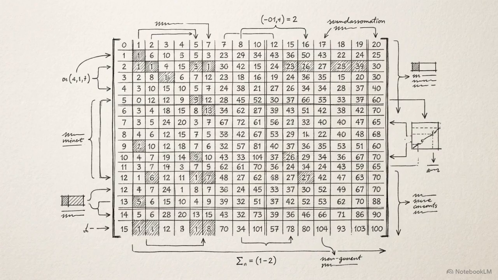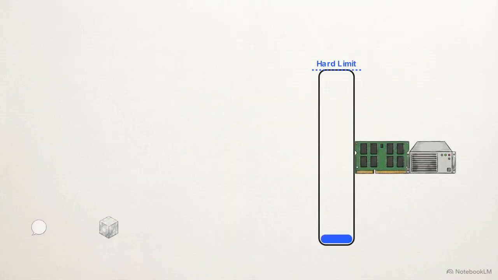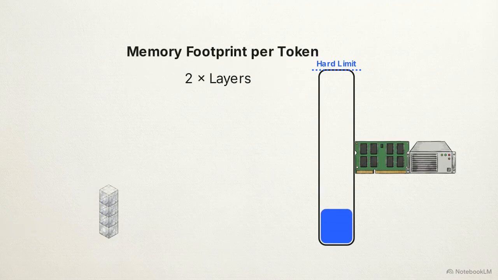Autoregressive generation creates a structural paradox. The mathematical weights of the model remain static, but the key value cache, the memory storing the context of all previous tokens, grows dynamically with every single token generated.